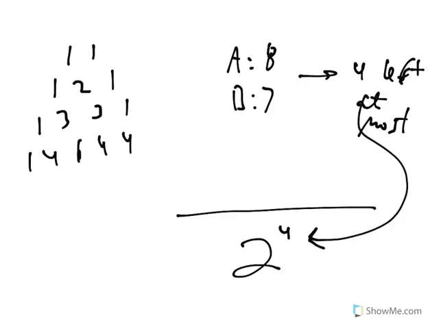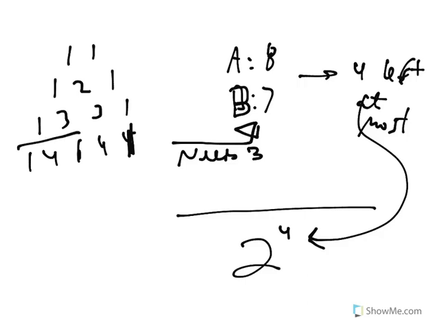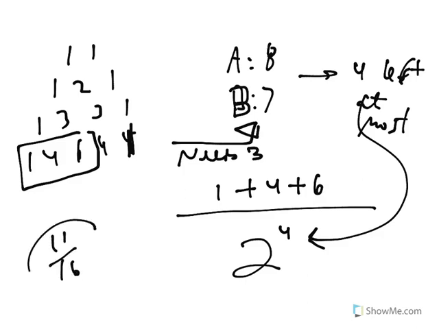But now the sneaky trick is, oh, by the way, this is 14641. What we can do is see how many points B needs to win. He needs 3. And you can take the first 3 numbers of this Pascal's triangle row and add them together. And we get 11 over 16, which is the answer.